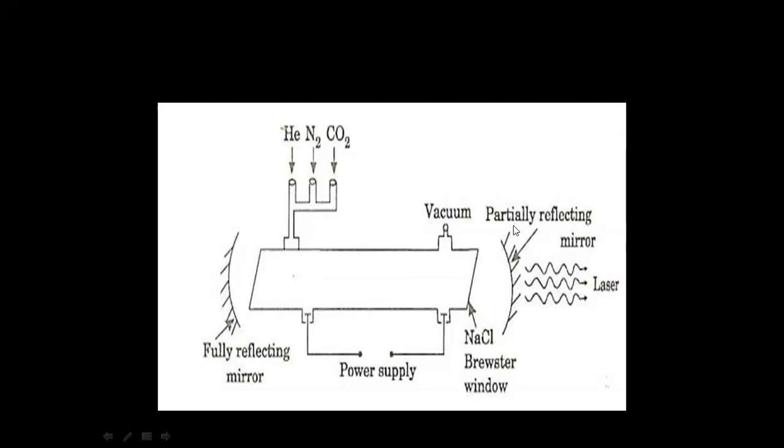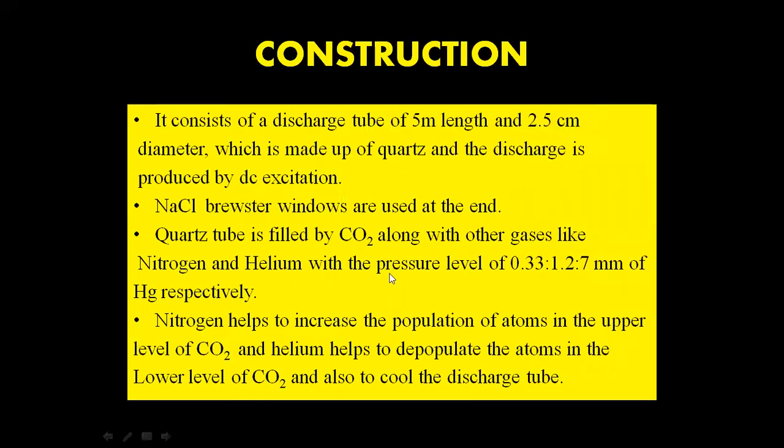We can't use both as fully reflecting, because if both are fully reflecting, everything will reflect and none will transmit. So, in order to get a laser, one must be fully reflecting and the other must be partially reflecting. And I already told that the CO2 laser medium is a mixture of helium, nitrogen, and carbon dioxide. Here, these gases are taken in some ratio, with pressure levels of 0.33 to 1.2 to 7 mm of Hg respectively.